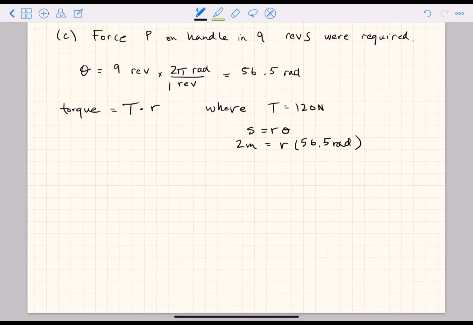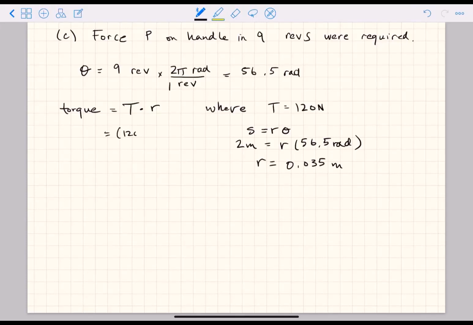Let me just explain that. What that's saying is we know that that block is moving up 2 meters. We also know that this winch has to turn 9 revolutions in order to get to that 2 meter displacement. And so the easy conversion between that, what is the radius of this winch? Well, we use this equation here. So now I can solve for R. R is equal to 0.035 meters.